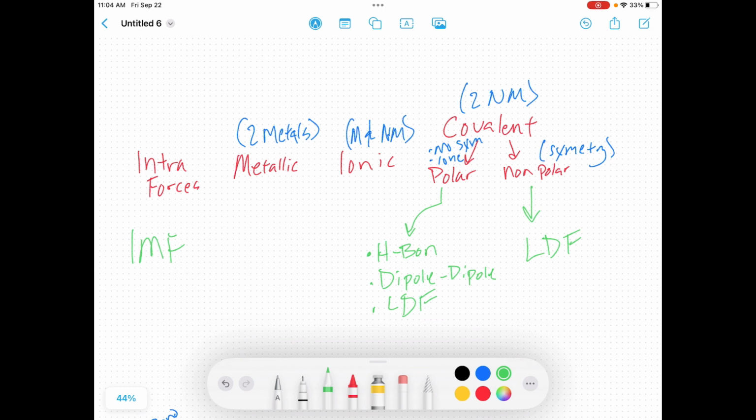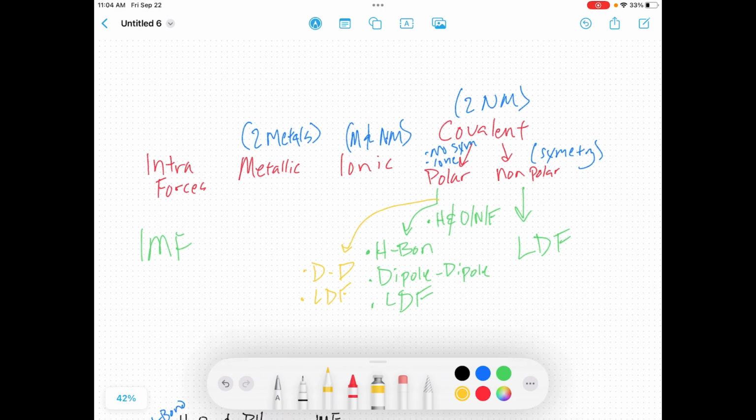Hydrogen bonding only comes up if you have hydrogen in one atom and you have oxygen, nitrogen, or fluorine in a different atom. Your other option is if you just have two polar covalent molecules, and you don't have any of these super high electronegativity atoms. In that situation, you would only have your dipole-dipole and your LDF. Those will be the only two forces present.